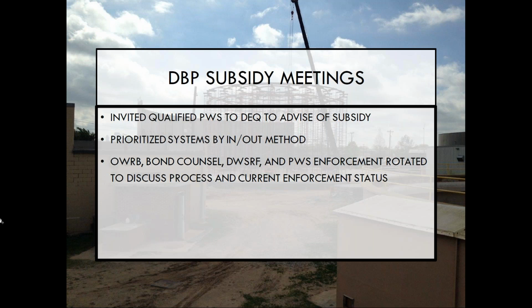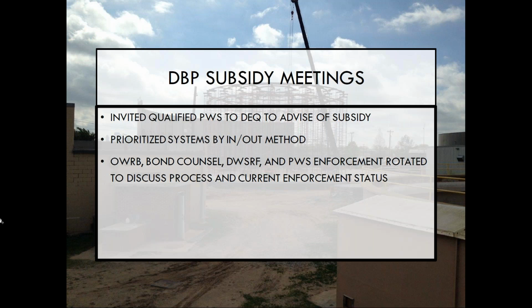So to reach out to the water systems, we did some DBP subsidy meetings. We invited groups of systems to DEQ and presented an overall presentation and then worked with them individually. My manager developed a prioritized system by an in-out method where we start with the wholesalers that have purchasers that are out of compliance and that those violations are affecting the highest populations, and work with them and hopefully get the wholesalers in compliance to supply compliant water to the purchasers.